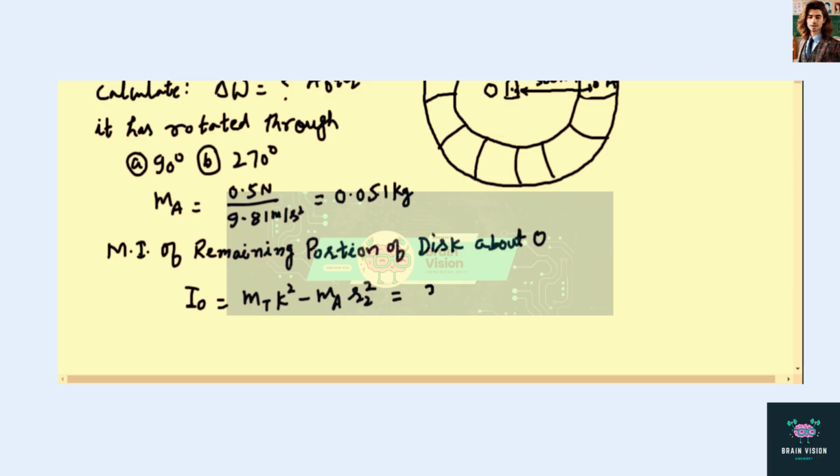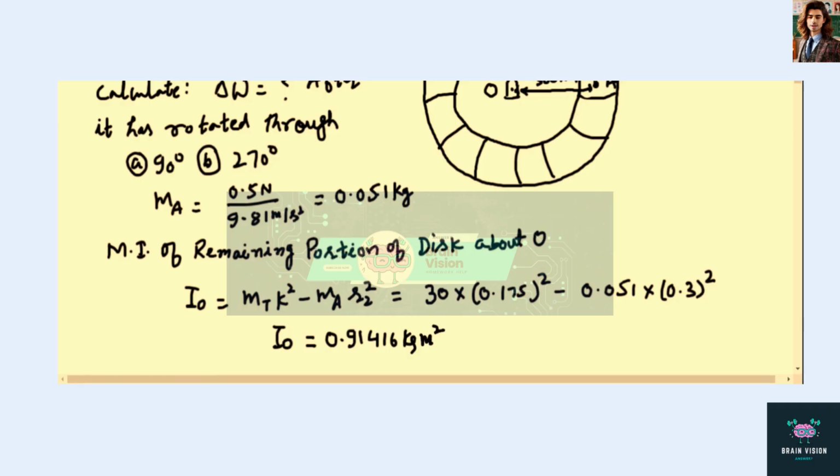Mass of the turbine disk is 30 kg. Radius of gyration is 0.175. Mass of blade is 0.051 kg and its distance is 0.3 meter. So the moment of inertia of the remaining part of the disk you will get 0.91416 kg meter square.